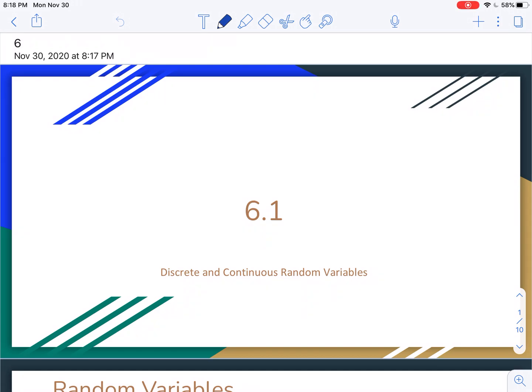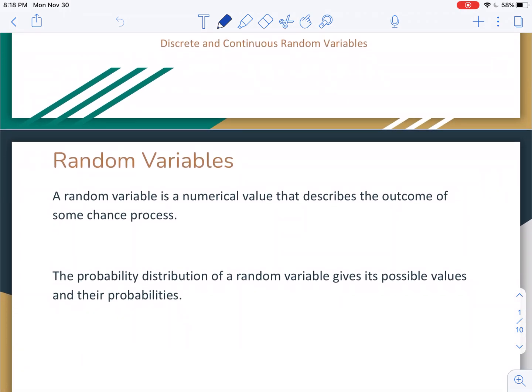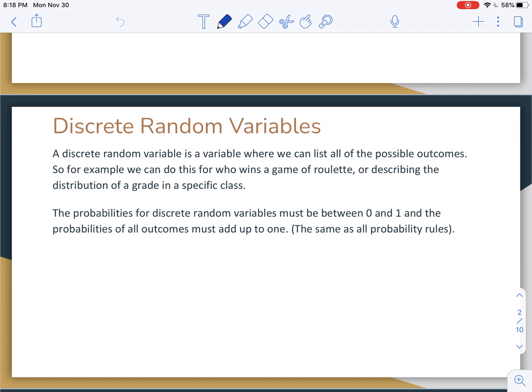Okay, these are the 6.1 notes, and we're going to be looking at discrete and continuous random variables. So, a random variable is just a numerical value that describes the outcome of some chance process. And the probability distribution of a random variable gives its possible values and their probabilities. So, this shouldn't be anything too crazy. The book describes it pretty well. Just kind of a definition there.